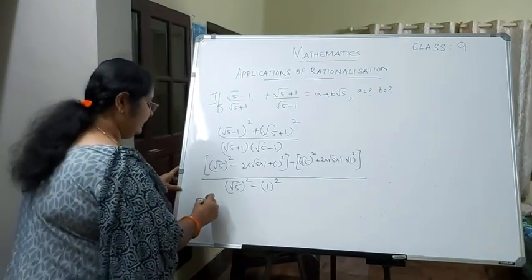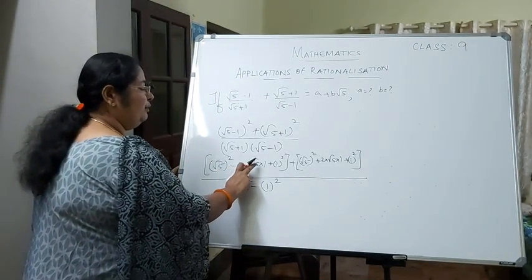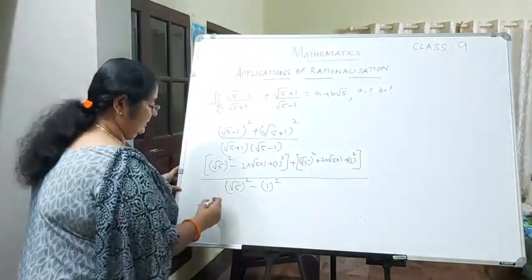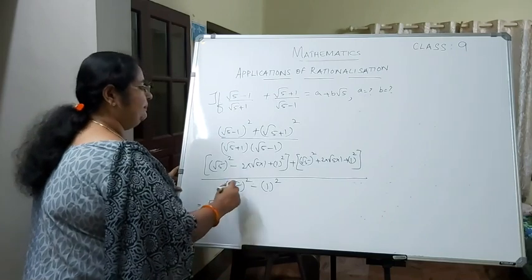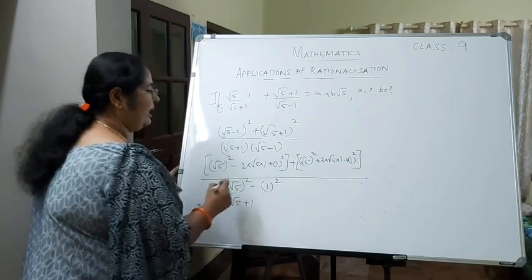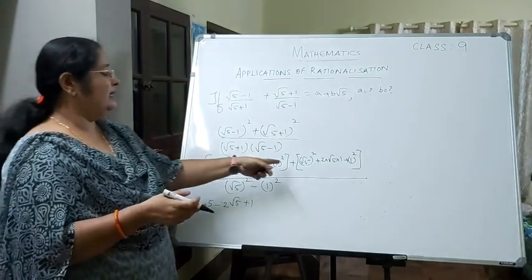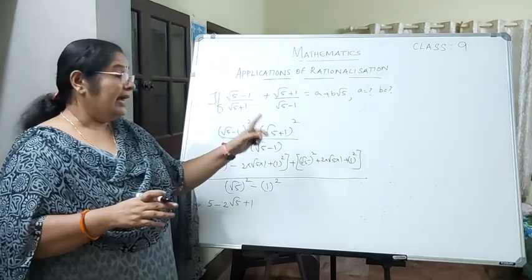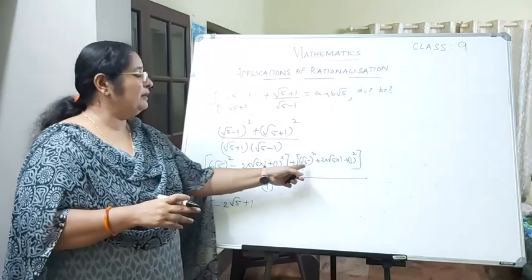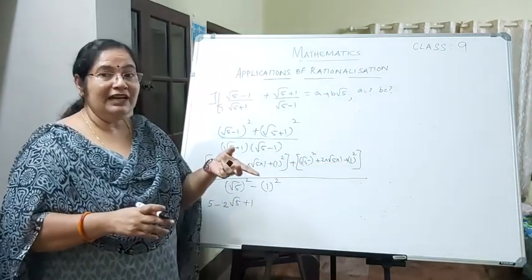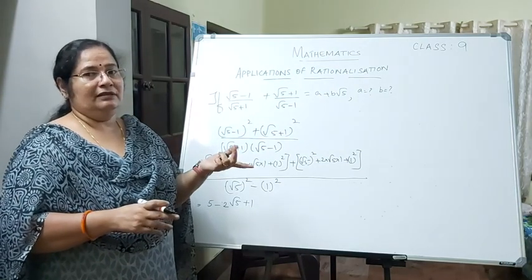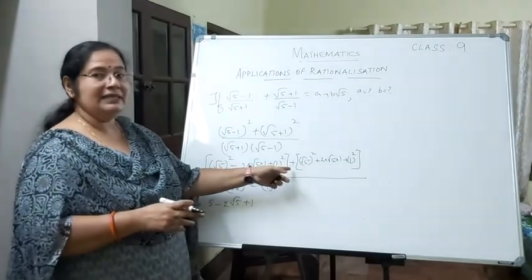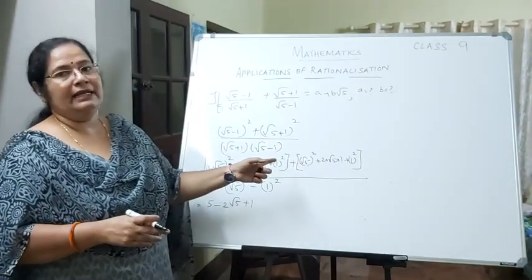Now for the numerator, let us write root 5 the whole square, which is 5. 2 into root 5 into 1 is 2 root 5. But what is the sign over here? Minus. So this is minus 2 root 5, plus 1 square is 1. We are opening the bracket because here it is plus, so no change for the terms inside the bracket. Had it been minus here, what will happen to the terms inside the bracket? Everything will change to the other one. All the plus will change to minus, minus will change to plus. But here since it is only plus, no change for the terms coming inside the bracket.